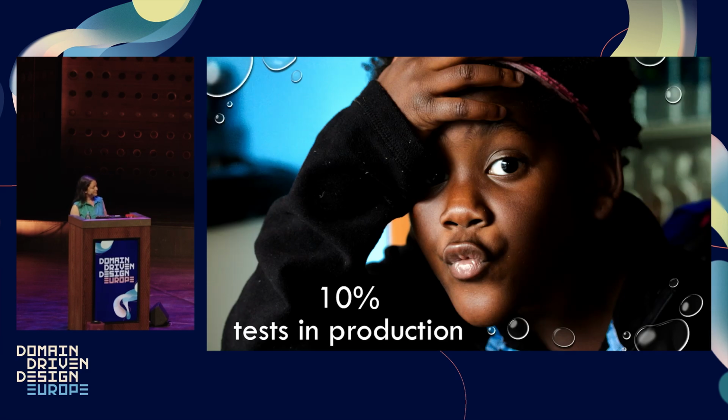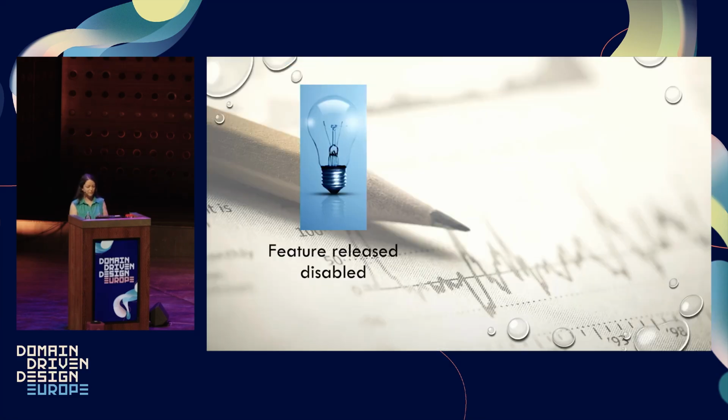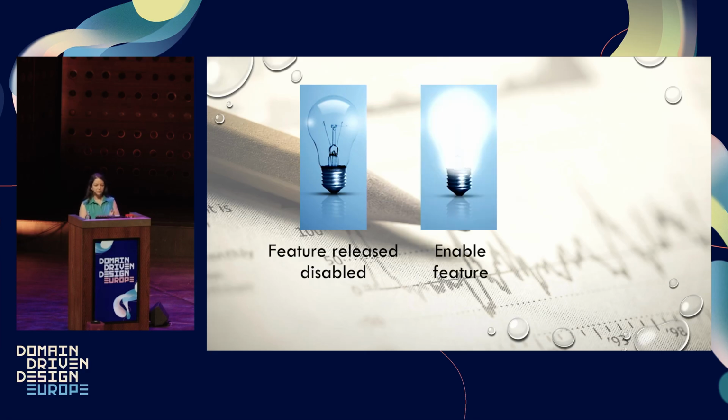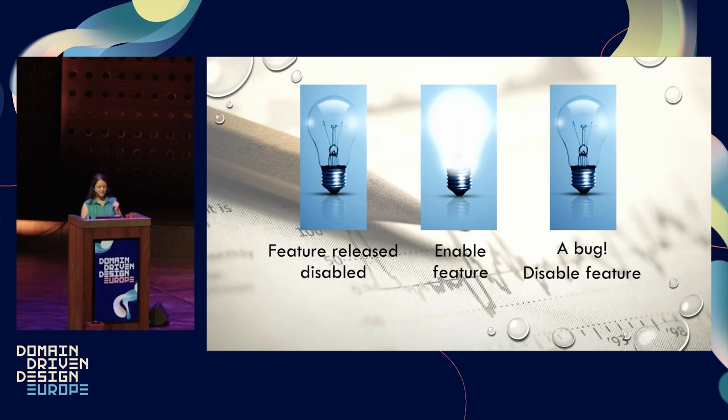So how do they do it? They release a feature with a flag. They enable it in production directly. If it's OK, that's fine. If there is a bug, they disable it, they fix it, and it's a loop. They release the feature and so on.